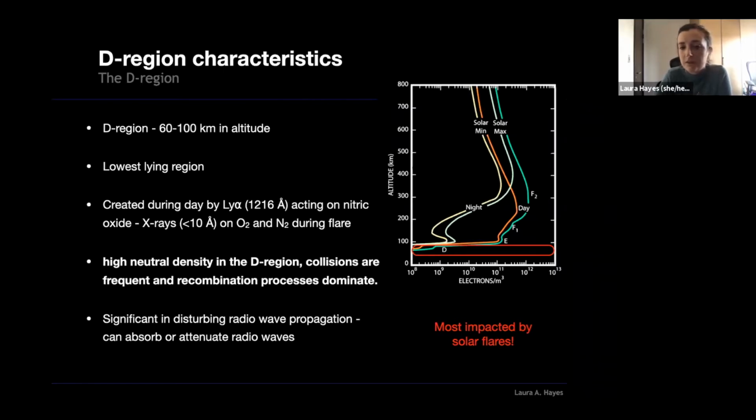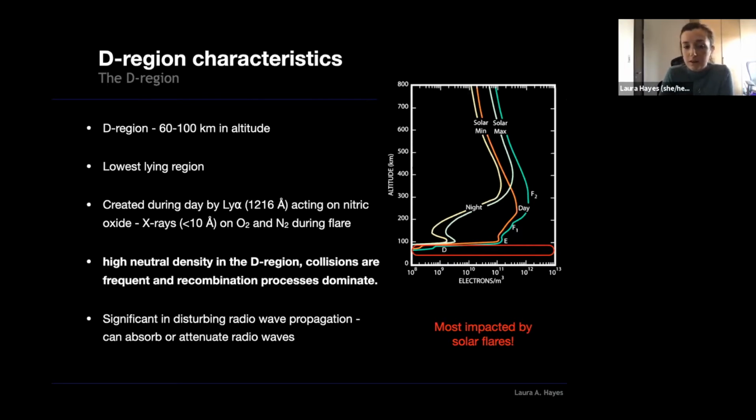So the chemistry in the D region is much, much more complicated than higher up in the atmosphere. This is due to the high neutral density, and you can have an awful lot of negative ions and things like that. But it's really nitric oxide, which isn't a major component of the D region, but any of it that is there is ionized by Lyman alpha.